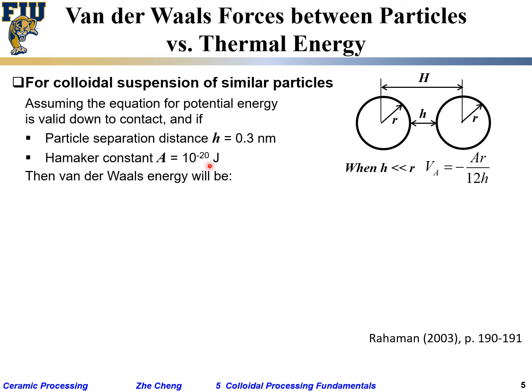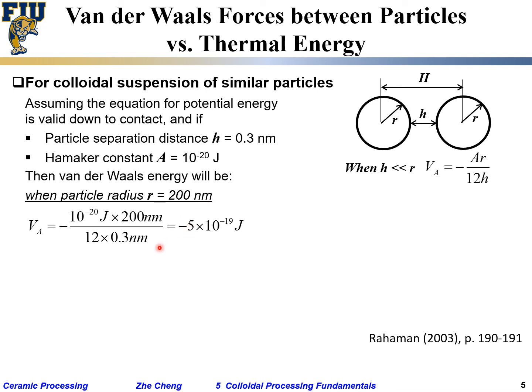Then the van der Waals energy between the two particles depends on, if we know h is given by this number, and we know the Hamaker constant A is on this order, then it just depends on the particle radius, right? Particle size. And if it's 200 nanometer, we plug the number in, and we get a potential energy between two neighboring particles of this magnitude.